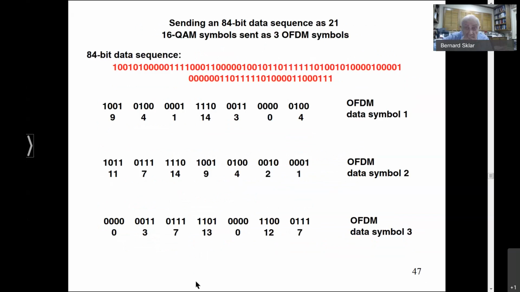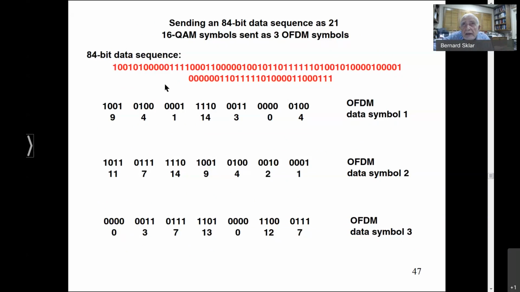Let's take an example of taking a long message sequence like data. And remember how picture data or any wideband data is perfect for an OFDM kind of a configuration to handle it. So let's say you had an 84-bit sequence, and here it is. I just made this up out of thin air, this 84-bit sequence.